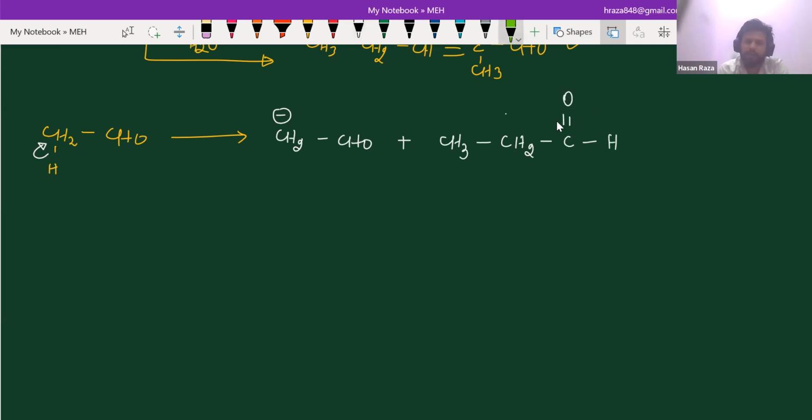How is it possible? Oxygen will take electron from carbon. So as you can see, there will be deficiency on this carbon. So this carbon will attack on this to satisfy this. So I'm going to write this part first as CH3, and then there was CH2, and then there is CH. Then there is CH.